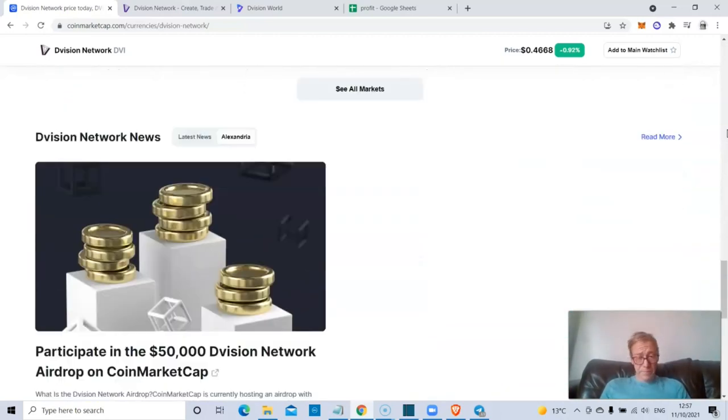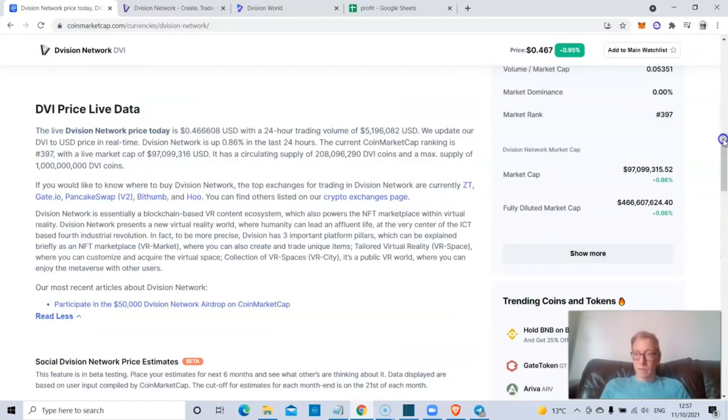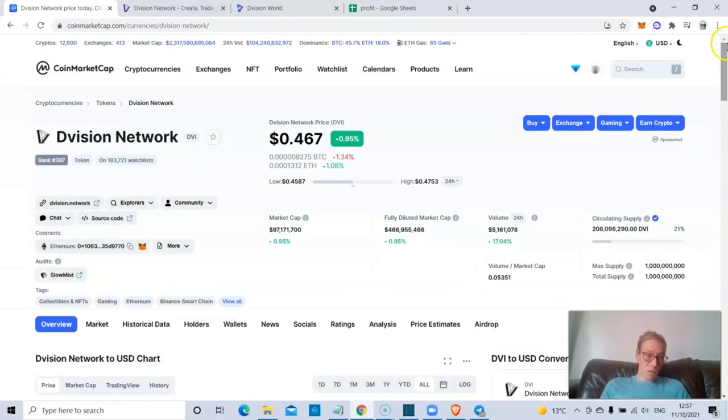Long term, though, you've got to look at these virtual reality based coins, these virtual reality based games, because they are going to explode. It's an inevitability. So the earliest adopters to virtual reality gaming are the ones that will probably be the most successful, and Division's certainly one of the earliest. So something to check out.